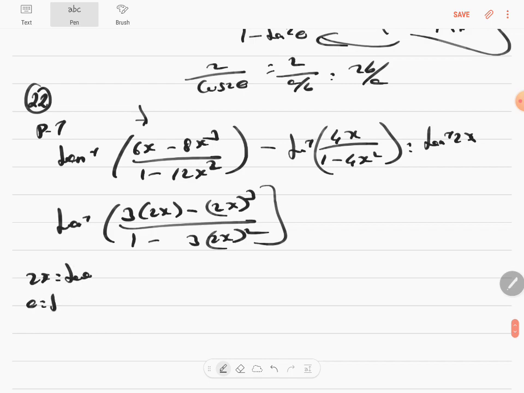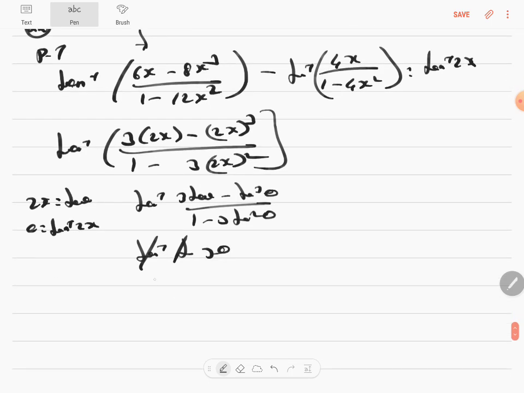So θ will be tan⁻¹(2x). Then this will become tan⁻¹((3tan θ − tan³θ)/(1 − 3tan²θ)), which is tan⁻¹(tan 3θ). Tan inverse tan get cancelled, giving 3 tan⁻¹(2x). So I've sorted out this part.